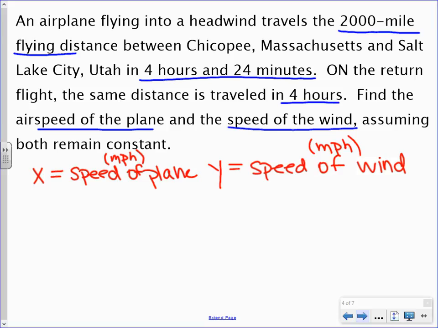All right, one thing that bothers me is our time to get there. I don't like that it's 4 hours and 24 minutes. Let's just write it in terms of hours. How do we do that? 24 divided by 60, what is it? 0.4. So this is the same thing as 4.4 hours, and that's the number that we want to use because we don't want the minutes in there. All right, so we need two equations for our two variables.